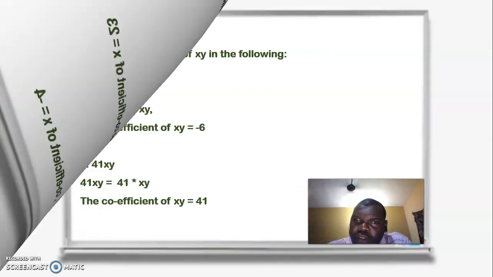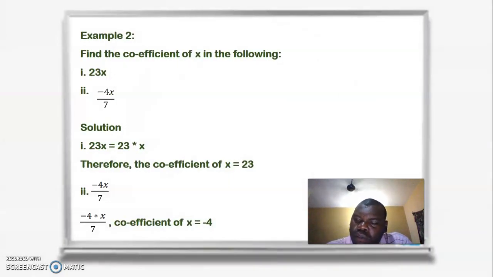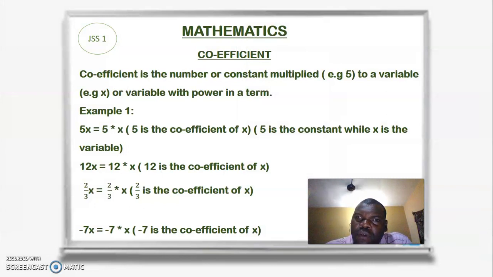The coefficient of xy is equal to 41. So let's do a recap. Coefficient is the number or constant multiplied to a variable. The constant here, for example, is 5.